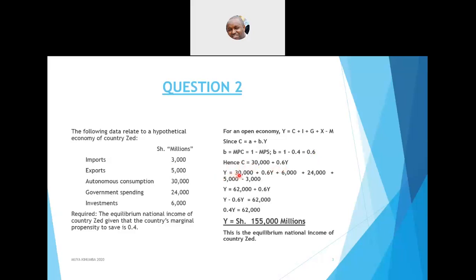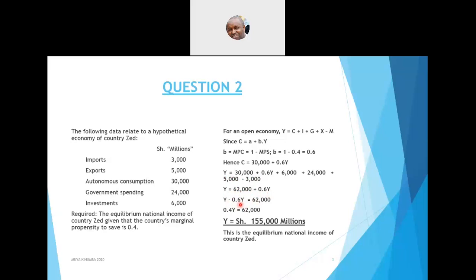Therefore, our Y will be our C. Our C is the whole of that consumption function. And then we slot in these other values that we've been given: plus 6,000, which is investment, plus 24,000, which is government expenditure, plus exports, which is 5,000, minus imports, 3,000. And when we put the like terms together, when we sum that up, we'll have 31,000 plus 0.6Y.